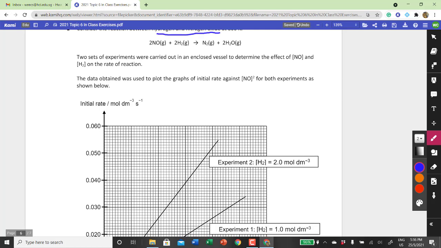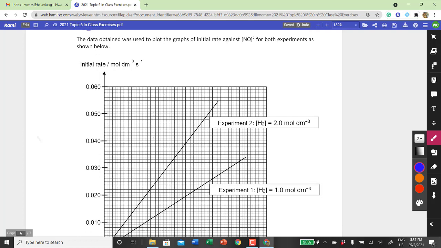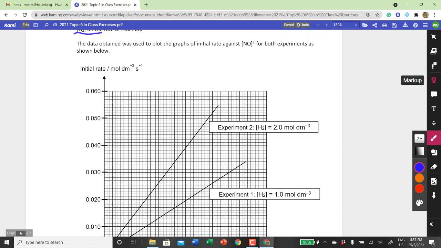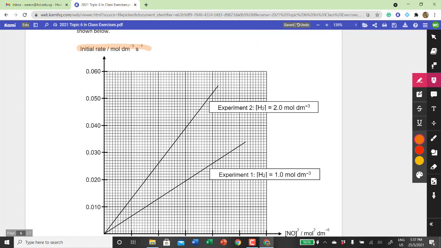They mentioned it's to determine the effect of the changing concentration of NO and H2 on the rates of the reaction. The data you get was used to plot the graphs of initial rate against NO squared. You have to pay attention to this. You have to be very clear what you're plotting. You're plotting initial rate against NO squared.